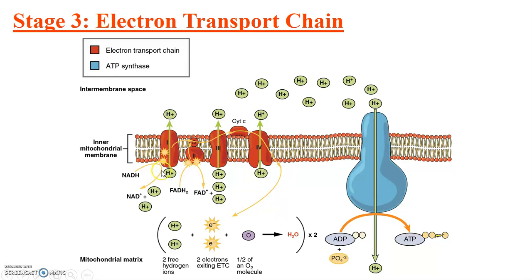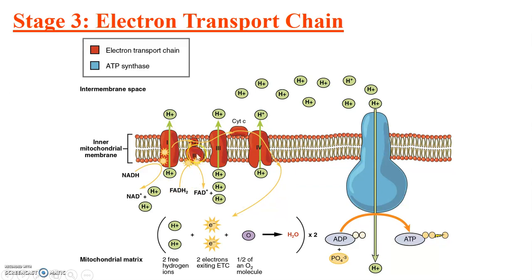NADH is going to drop its electrons off here at this first protein, and once that protein uses those electrons, they actually get transferred over to this series of proteins, which then move them over to this third protein, which is also going to be a method of transporting hydrogen across. And so these proteins here are really just moving the electrons from one protein to the next.